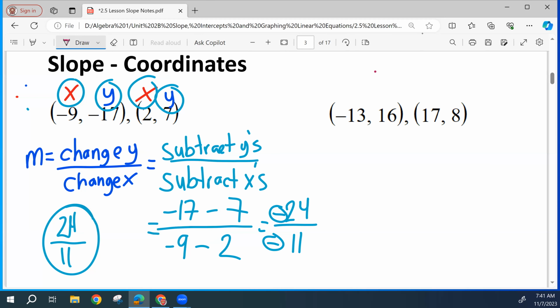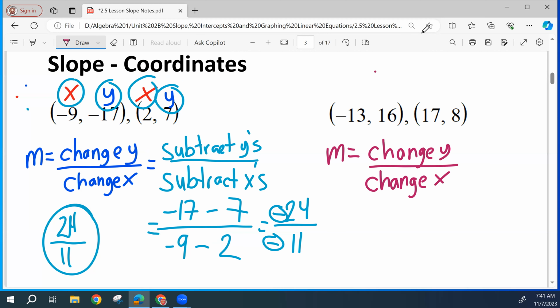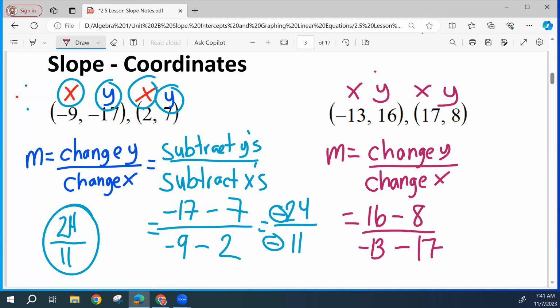I'm going to do the same thing over here. We should always write the relationship. The more you write it, the more you'll remember it. That y is on top. You should label these as x and y. And then I just typically, like I do when I look at the graph, I like to go from left to right. So my first y is 16, subtract. My second y is 8. First x is negative 13. Subtract. Second x is 17.